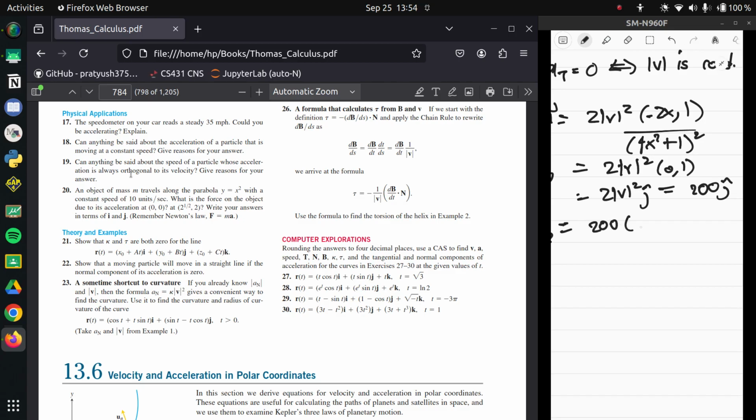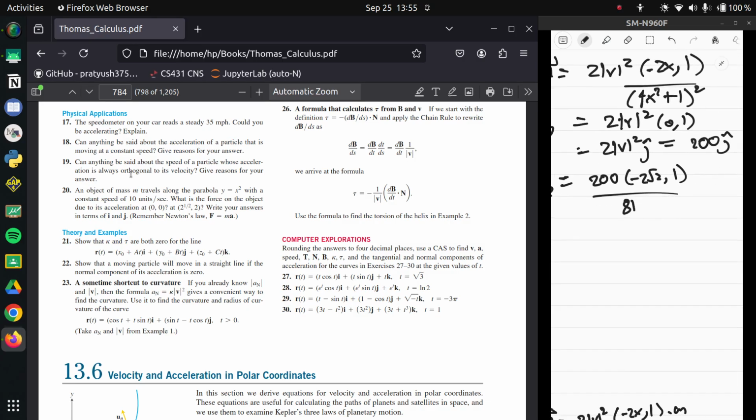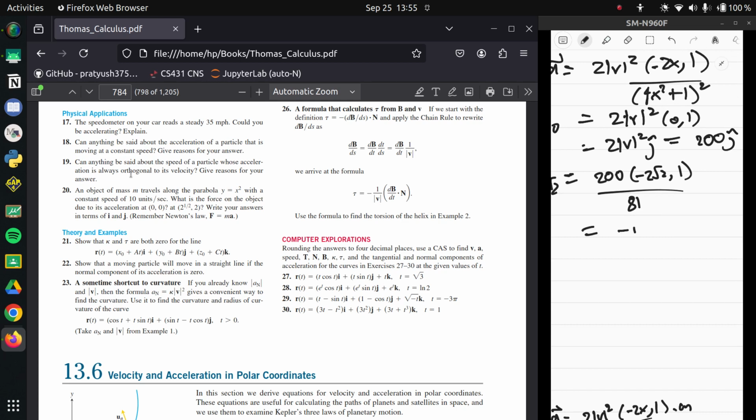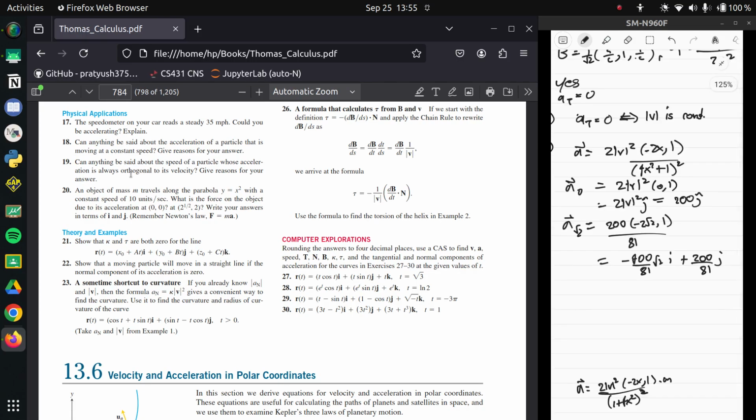Square root of 2? That's gonna be 200, then you got minus 2, so just minus 2 square root of 2 comma 1, yeah, upon this thing squared, so just that's okay. 8 plus 1, 9, 9 squared, just like 81. That's the thing, which is minus 400 upon 81 square root of 2 i, and plus 200 upon 81 j. Yes.